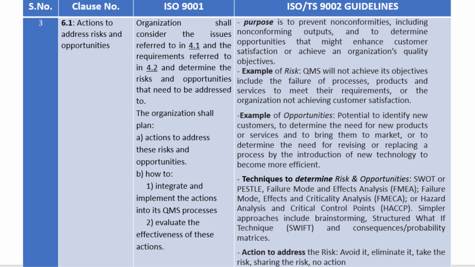Then there are also different ways in which we can do the risk analysis, because there can be n number of ways, which ISO 9001 is not talking about. So they are talking about the SWOT analysis: strength, weakness, opportunity and threat. Then they're also talking about PESTEL, then FMEA, HACCP, which is with respect to food, and there can be some simpler techniques, such as brainstorming and the what-if technique that we can use. And then the last and very important thing is what actions we can take to address it. We can either avoid it, eliminate it, take the risk, share the risk, or finally there can be no action with respect to that.